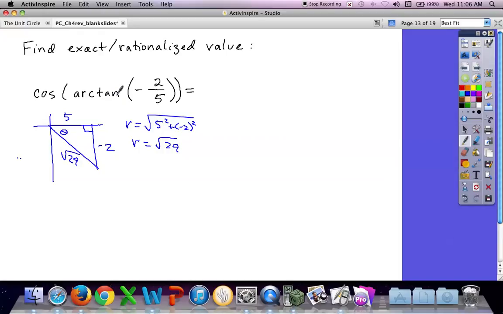Because tangent is in first or fourth. If it's negative, it must be fourth. Tangent is positive in the first quadrant. Okay, now we can answer the question. What is the cosine? Adjacent over hypotenuse. 5 over the square root of 29. Correct.